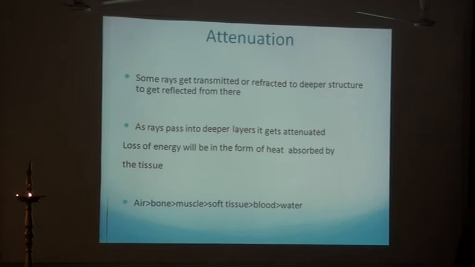Some of the rays will go inside; they are transmitted, as I have shown you in the echo-free zone, or refracted to deeper structures, and from there they get reflected. As they pass down, they get attenuated, mainly because of absorption of the ultrasound waves by the tissue, and there is loss of energy in the form of heat, which is absorbed by the tissue. This attenuation is maximum with air, followed by bone, muscle, soft tissue, blood, and so on. That is why when we are doing ultrasound imaging, we have to put gel on the ultrasound probe. Otherwise, the air interface will not let the ultrasound waves pass through to the tissue.